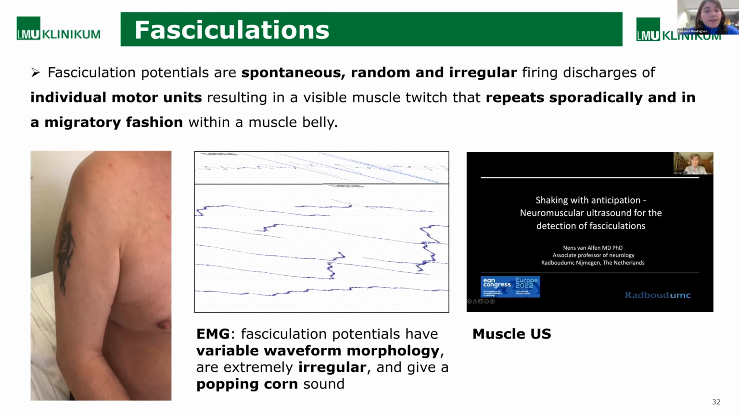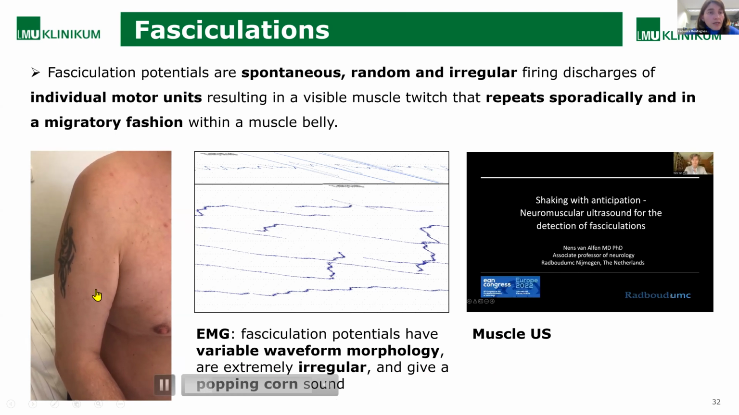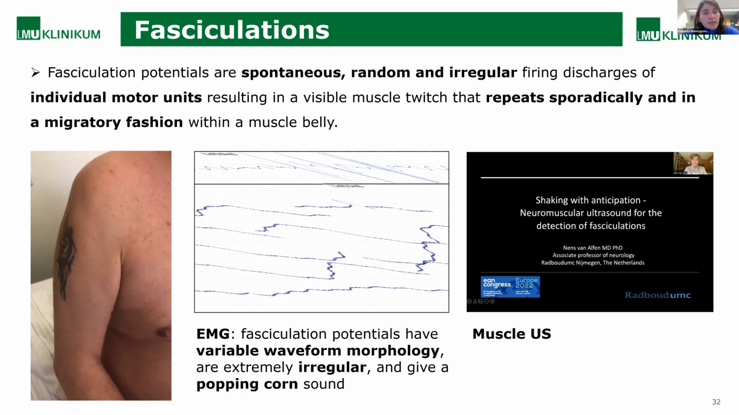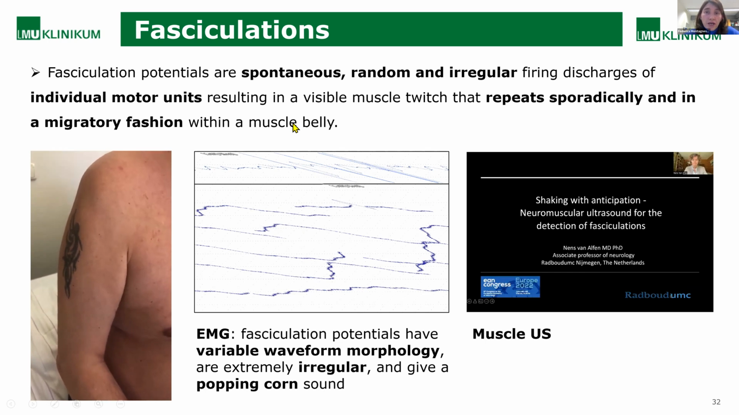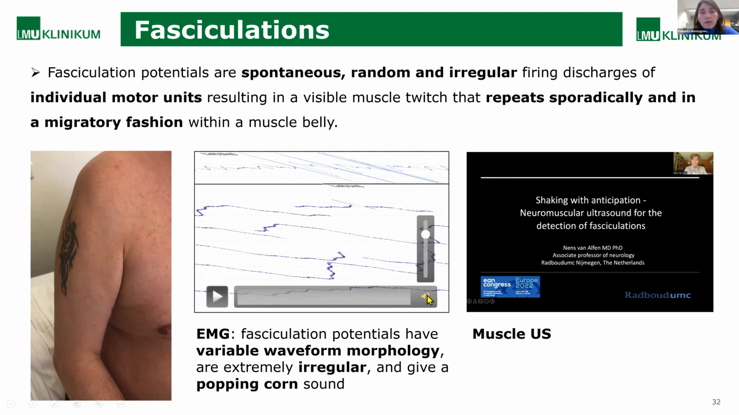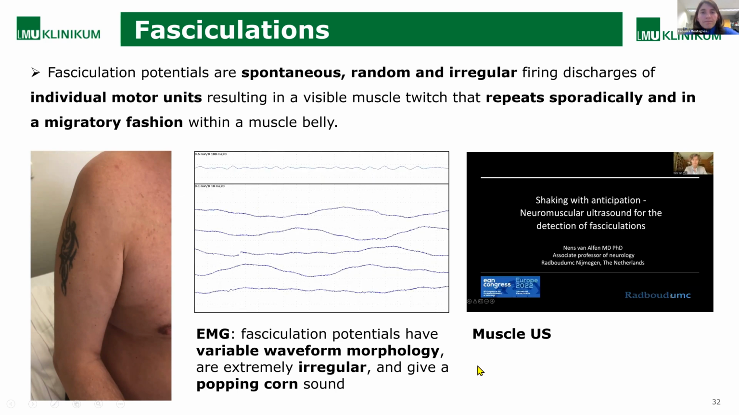Often associated to cramps are fasciculations. We all know fasciculation is this muscle twitching, repeating sporadically and in a migratory fashion within a muscle belly. This is a patient with ALS. And we see in EMG the typical fasciculation potentials as spontaneous, random, and irregular firing discharges of individual motor units with variable waveform morphology and a typical popping corn sound. So let's see if you can hear the fasciculation in this EMG.